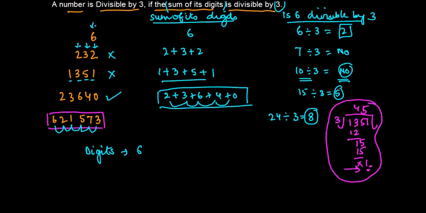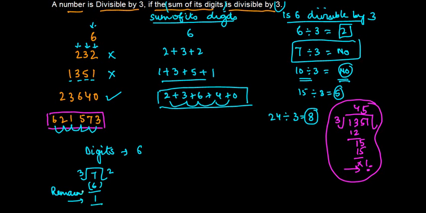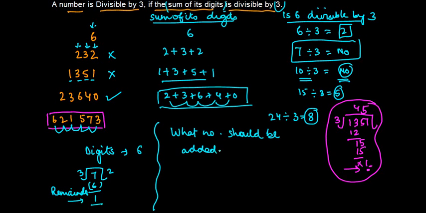Now, how about if I were to ask you this. In this particular case, 7 is not divisible by 3. Why? Because if I divide 7 by 3, 3 times 2 gives you 6, 7 minus 6 gives you 1. So the remainder is 1. If I were to ask you what number should be added to 232 so that it's divisible by 3, can you tell me this number?